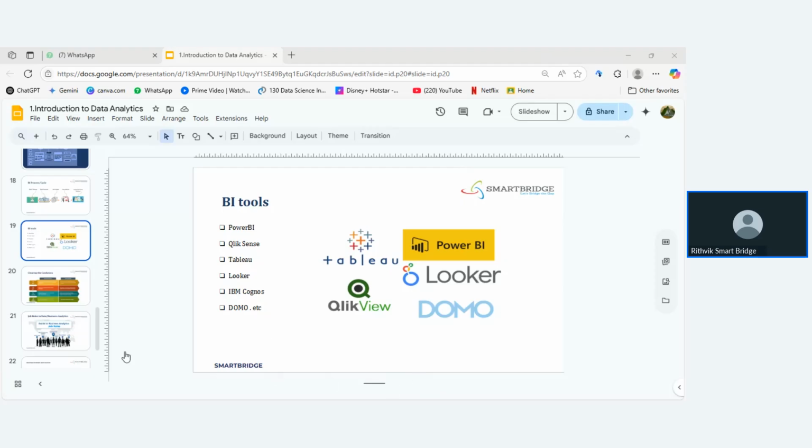What is the difference between business analyst and a data analyst? Just drop your answer in the Q&A section. What is the difference between data analyst and business analyst?